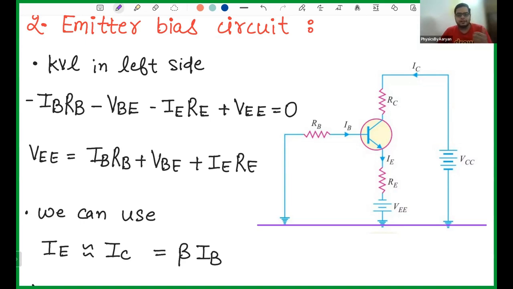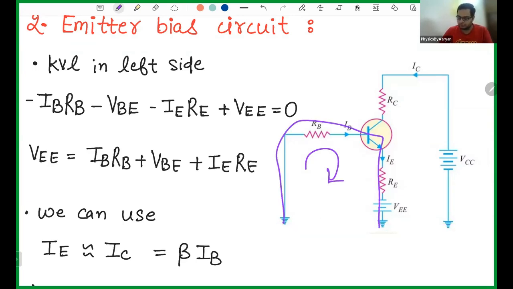You basically have to apply the Kirchhoff voltage law. Now let's start applying Kirchhoff. So let's apply the Kirchhoff voltage law in this loop. Many people will think that this is an open loop, because you're going from here and coming here. So it's open. No, it's closed.